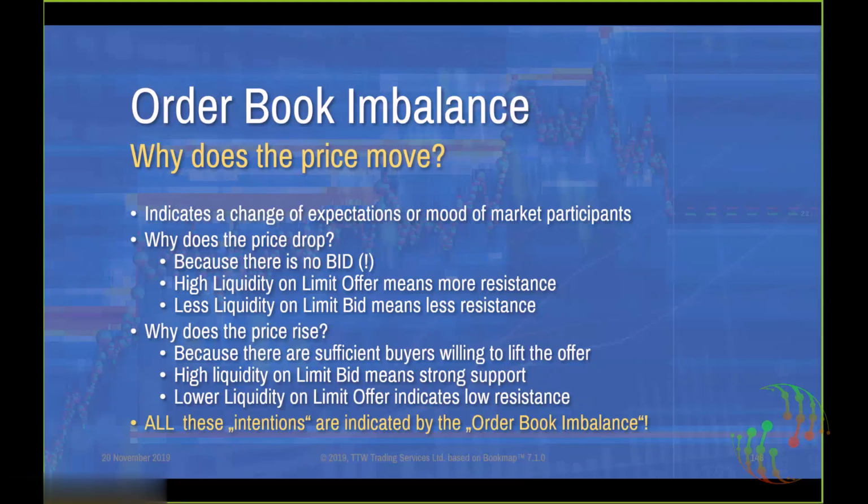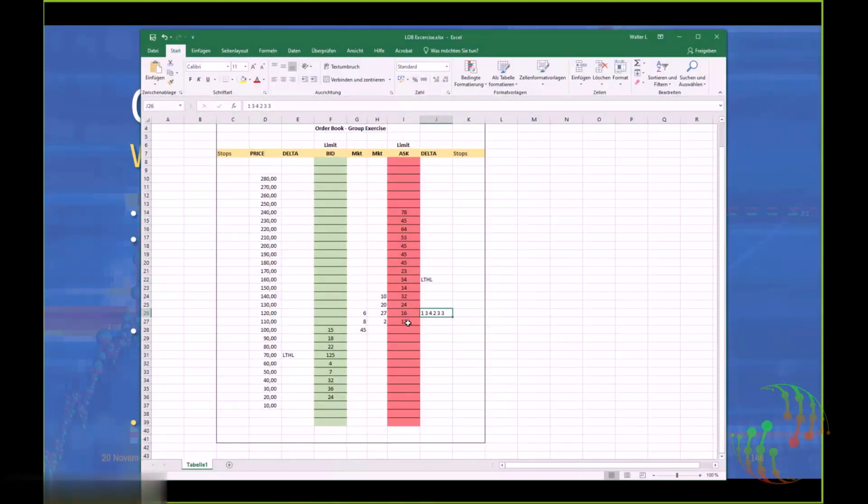And why does the price rise? Because there are sufficient buyers willing to lift the offer. High liquidity on the limit bid means strong support. Lower liquidity on the limit offer indicates low resistance. All these intentions are indicated by the order book imbalance. When we are talking about the order book imbalance, please keep in mind we are talking about the limit side, and the informed traders and institutions and the big guys who are playing the game day in and day out are using this mechanism of adding or stacking and cancelling orders all the time. They show us their hands, their intentions, what they want to do, by the liquidity they are providing on the limit side of the order book.